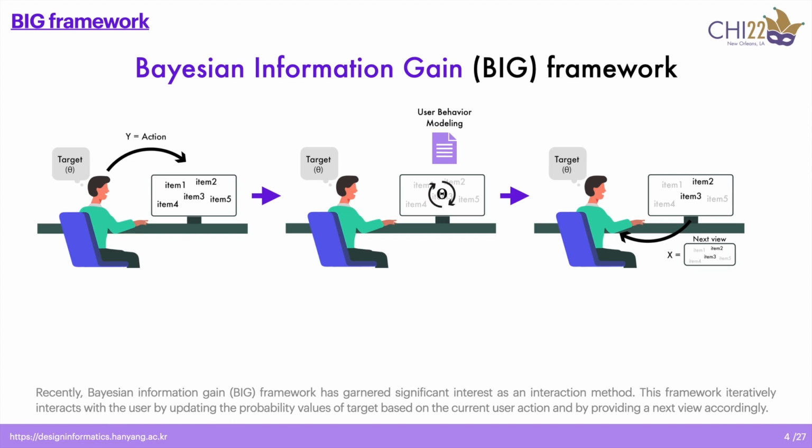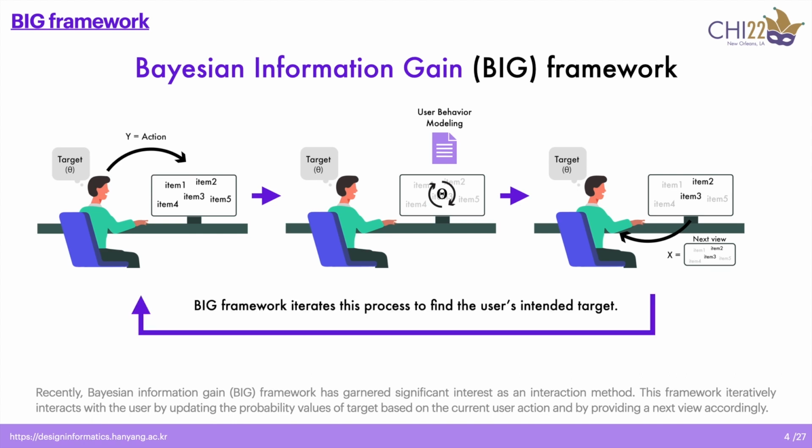Recently, the Bayesian information gain framework has garnered significant interest as an interaction method. This framework iteratively interacts with the user by updating the probability value of the target based on the current user action and by providing a next view accordingly.